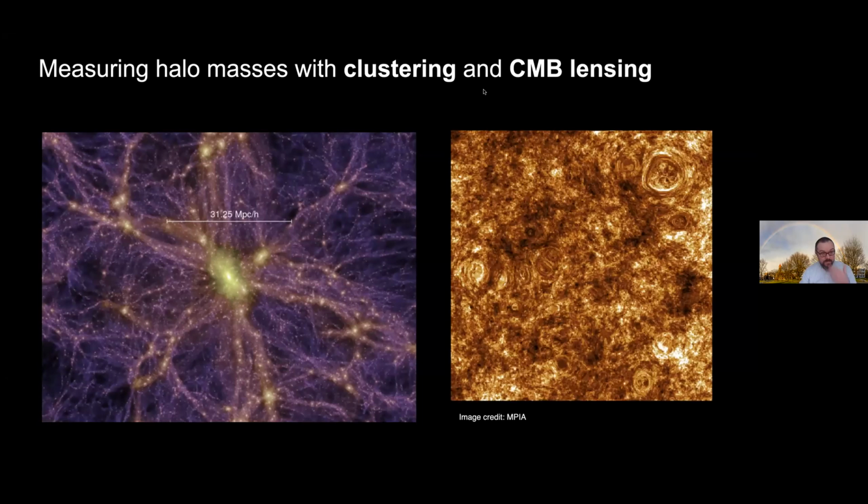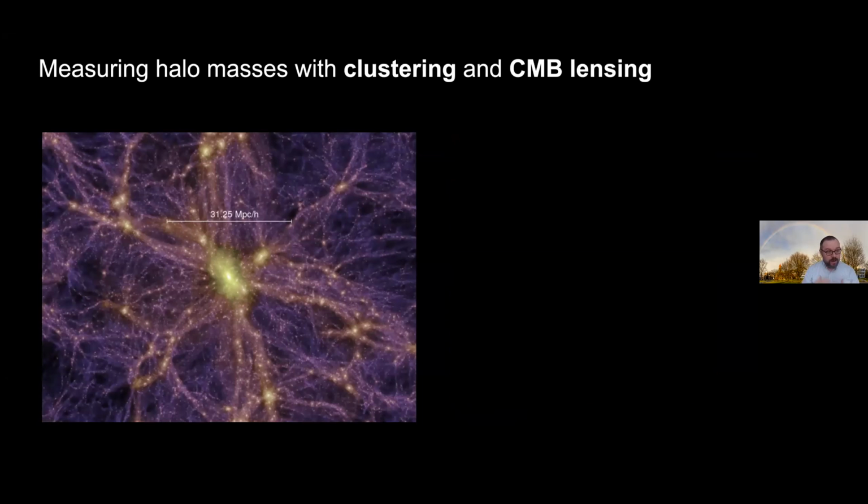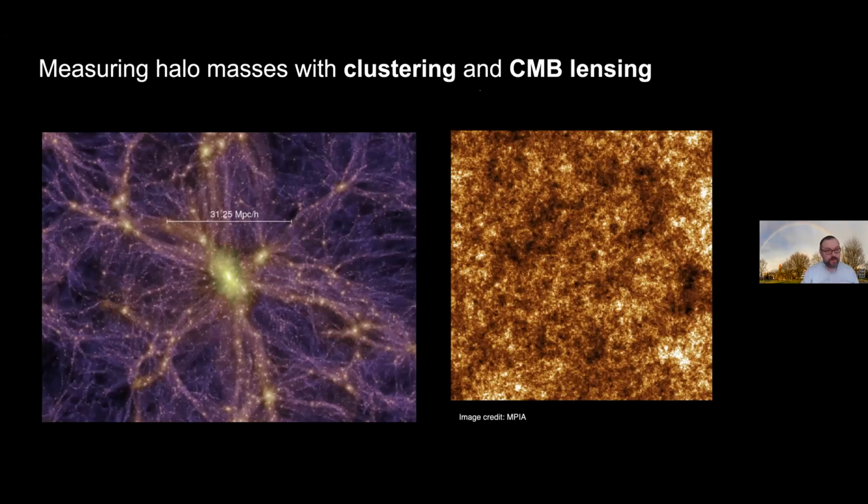Lastly, what we can do is look at the large-scale structures of these systems by measuring their clustering and by cosmic microwave background lensing. And so you can either measure how things are clustered in space, or you can measure the integrated lensing signal along the line of sight.